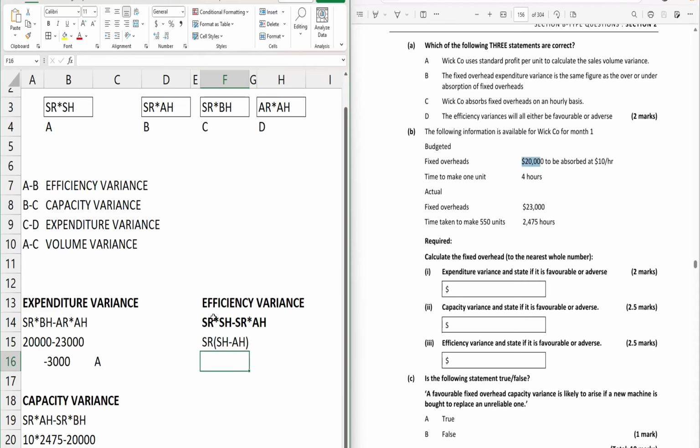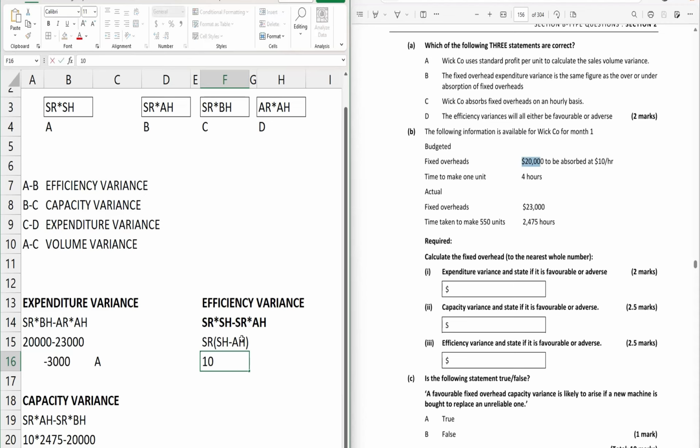Okay, now the tricky part is there. Lots of students assume that this SH and BH is same. No, it's different. This SH is the budgeted hour per unit multiplied by the actual units. So how much hour is required to produce 1 unit multiplied by actual unit that you have produced. This is your SH, but BH is your budgeted one. Okay, let's calculate the figure, then you will have clarity.